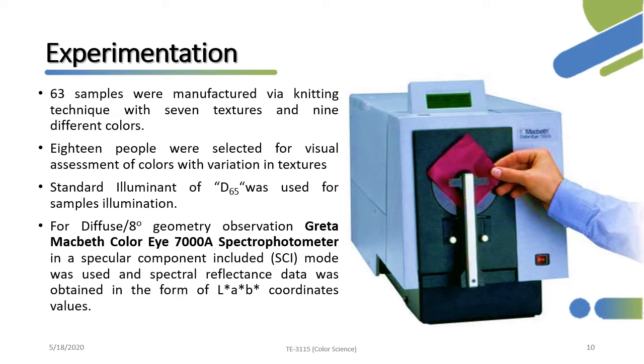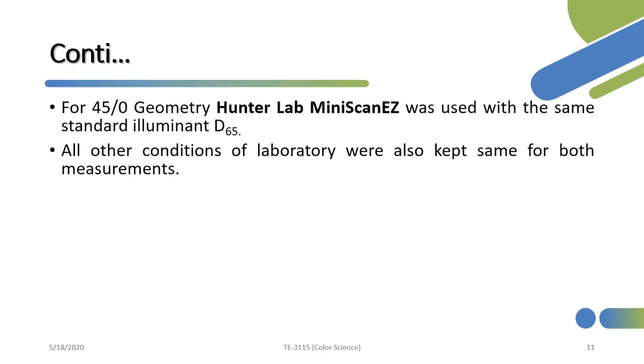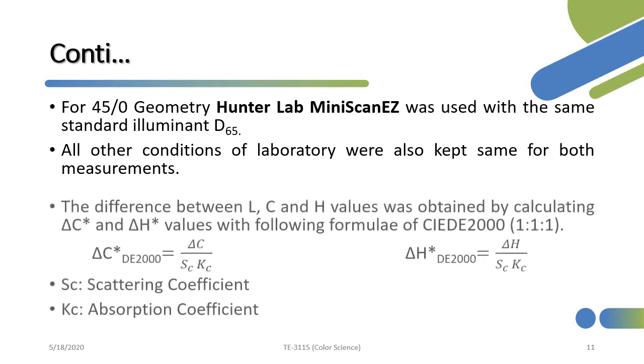Firstly, the samples were observed under the diffuse/8-degree geometry in the GretagMacbeth Color-Eye 7000A spectrophotometer with the specular component included, and the results were obtained in the form of L, a and b color coordinate values. After diffuse/8-degree geometry, the 45/0-degree geometry was used in the HunterLab MiniScan EZ with the same standard illuminant D65, and all other laboratory conditions were kept the same.